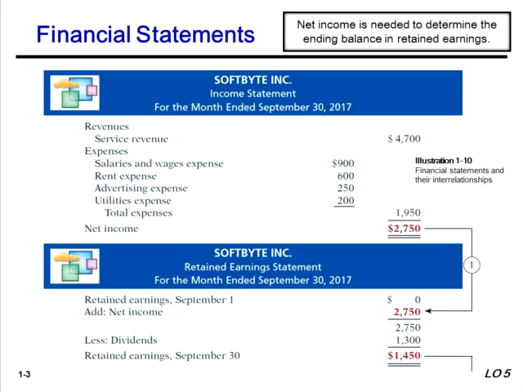To that we add the net income, in this case $2,750. So we have a subtotal of $2,750. Of that, $1,300 will be distributed in terms of dividends. So the $1,300 will be subtracted from the subtotal to come up with the retained earnings balance on September 30th of $1,450.